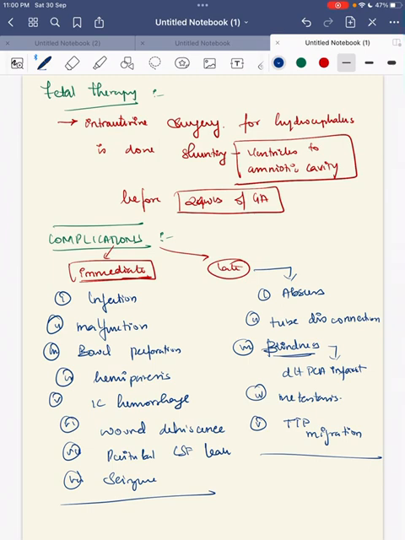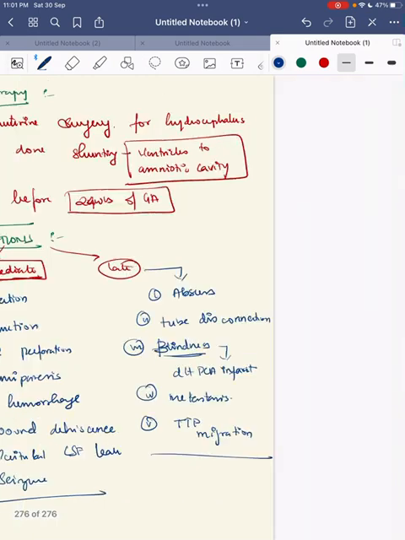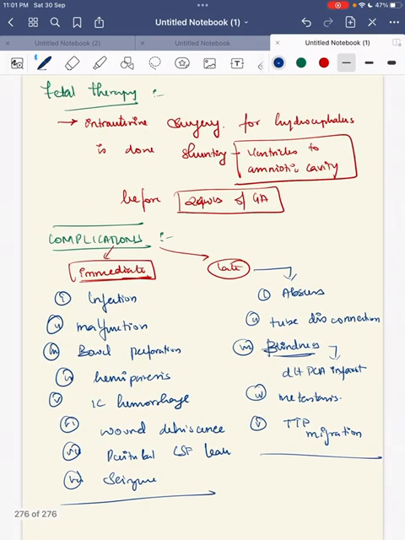Okay, you have to write at least one point for each of these topics to cover your 7-mark question. Okay, so this is about hydrocephalus. I've told you in short.